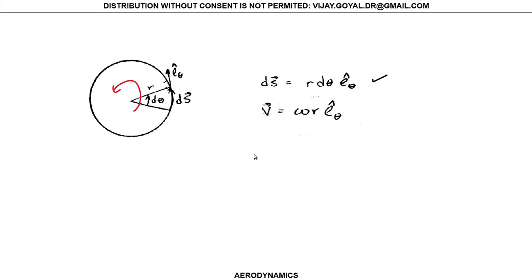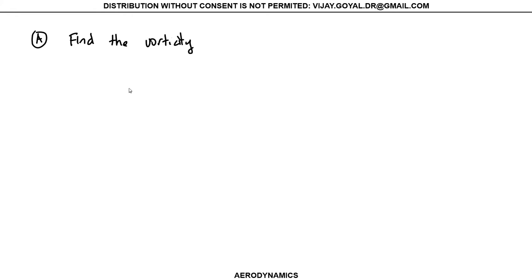So from here, before you even start the problem, because we know we're going to need this information later, if I take the dot product of this, this gives me omega r squared times d theta. So I'm going to need this, and I'm just going to keep that available. Okay, so now let's move on. The first question is we want to calculate the vorticity.